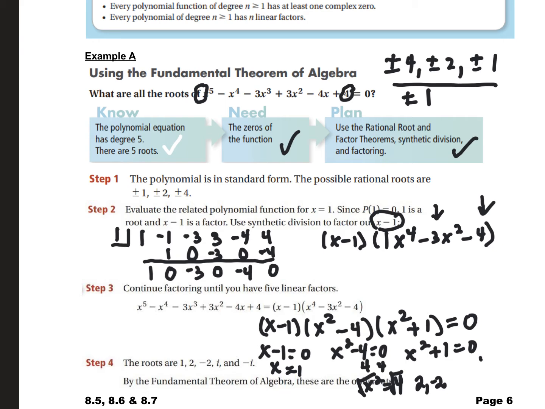And of course, the last one, we have x squared equals negative 1, and then you take the square root of both sides. So you have x equals plus or minus i. That is a complex number. Remember, I told you that comes in pairs. So that holds true to the fundamental theorem of algebra. The highest power was 5, and you have 5 answers: 1, 2, 3, 4, and 5. We have 1, 2, negative 2, positive i, and negative i.